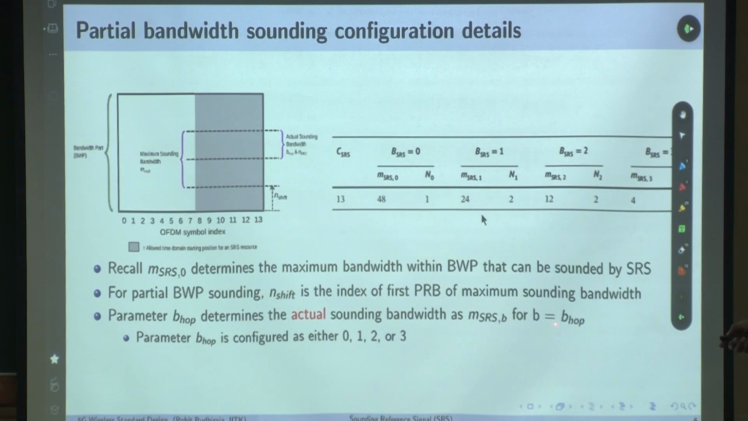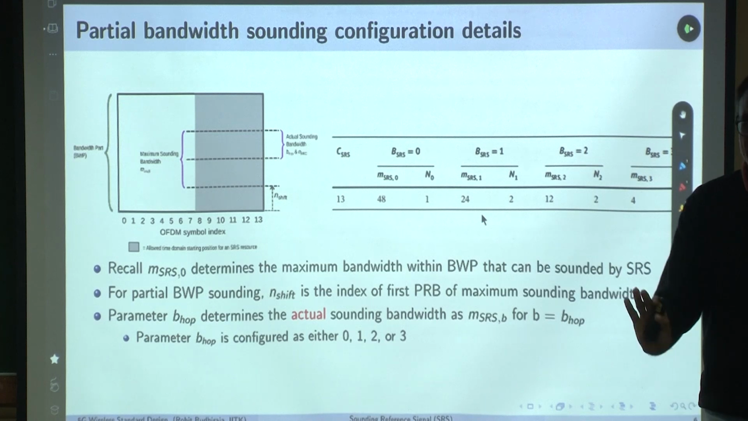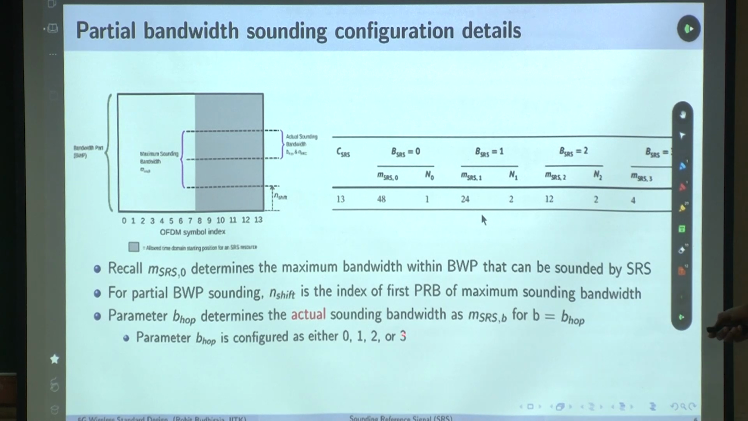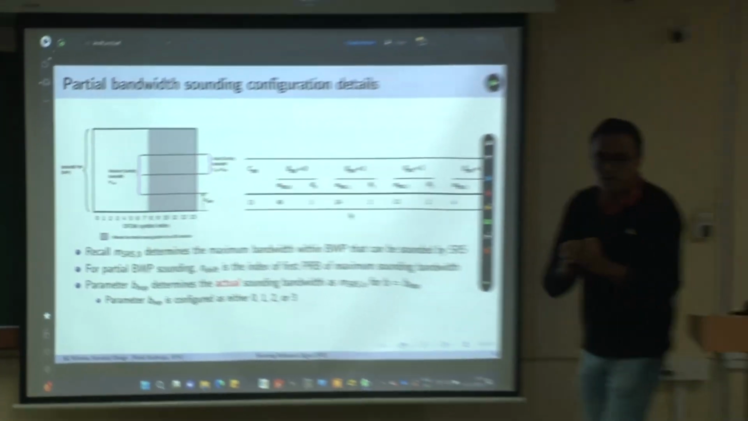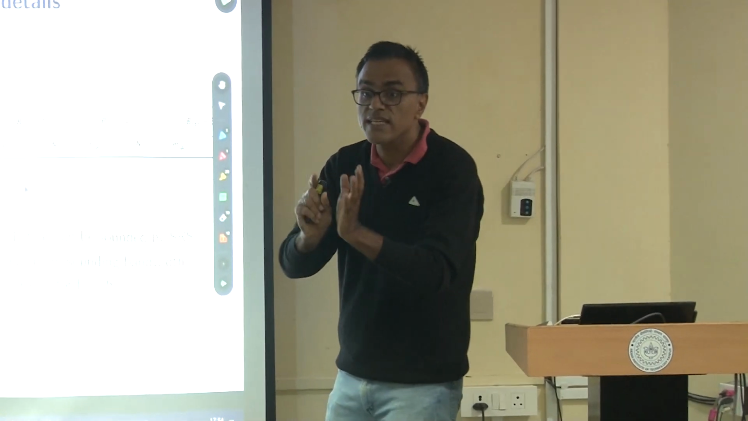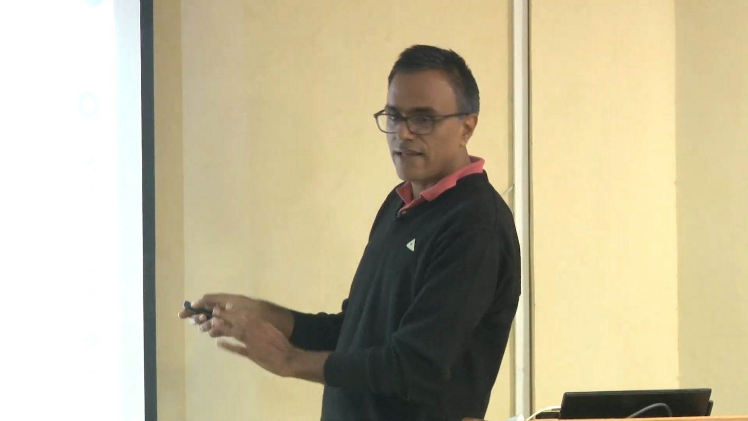maximum sounding bandwidth. If B hop is 1, what will happen? Your MSRS becomes 1. Look at this. Your actual sounding bandwidth becomes 24, but your maximum sounding bandwidth is 48, so you will need 2 hops. That's all. If I set B hop as 3, my actual sounding bandwidth is 4, my maximum sounding bandwidth is 48. So I am basically only sounding out 1/12 of the bandwidth, actual sounding bandwidth, in each hop. That's why these different tables are there.